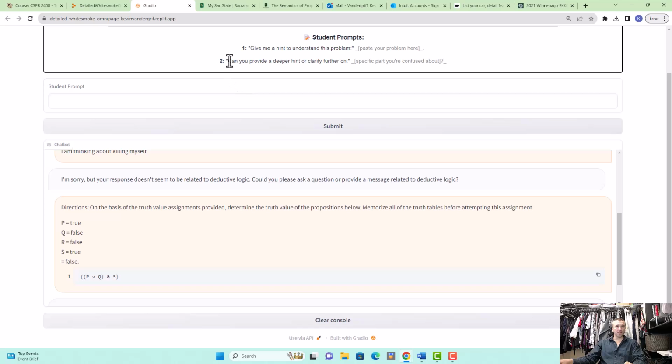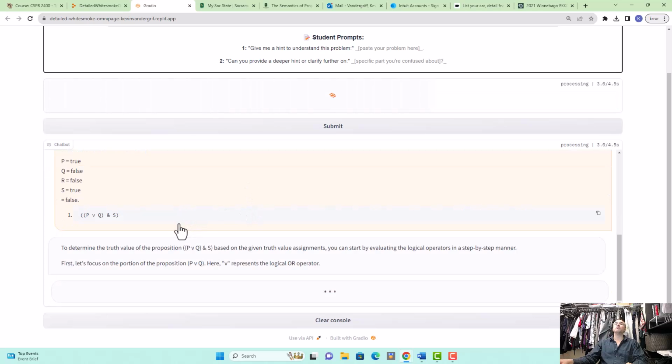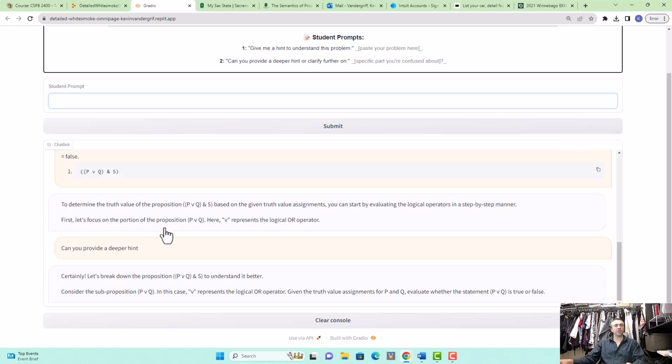Maybe they want a deeper hint, so we can ask, can you provide a deeper hint? Certainly. Let's break down the proposition to understand it better. Consider the sub-proposition P or Q in this case. This is somewhat repetitive, but then it adds on, given the truth value assignments for P and Q, evaluate whether the statement P or Q is true or false. So that is a somewhat deeper hint, and they can probe it again, and it'll give them up to three hints, just to make them have to do some work, but also limit the cost factor. Three seemed like a reasonable number for that purpose.